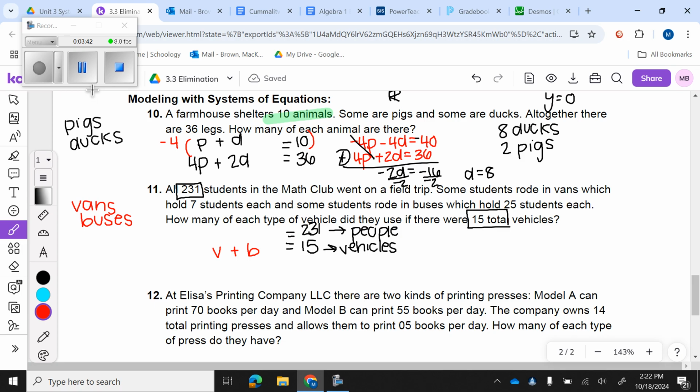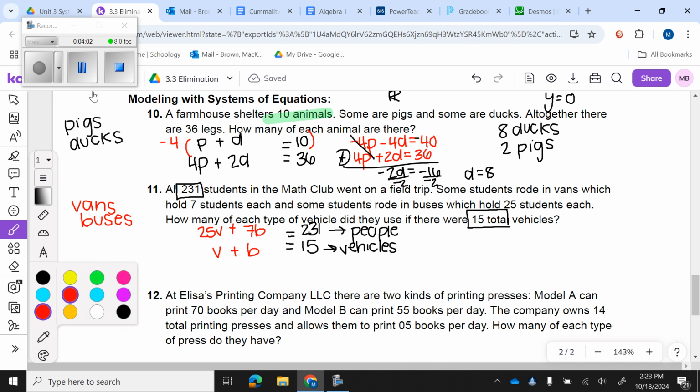Now we got to talk about people, okay? Well, how many people are there? I don't know, but I do know that 7 people ride in a bus and 25 ride in a van. So I'm going to have 25 times the number of vans plus 7 times the number of buses, and that should give me 231. Okay?